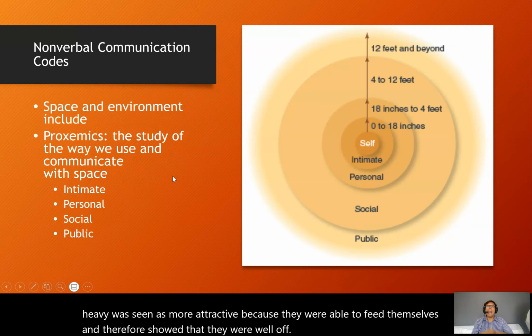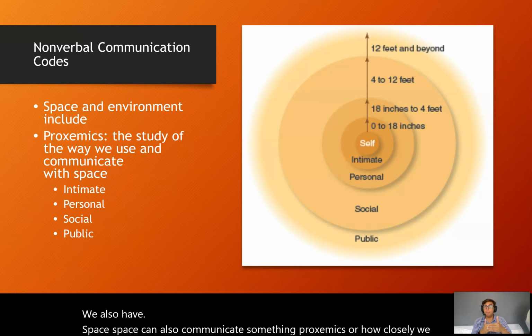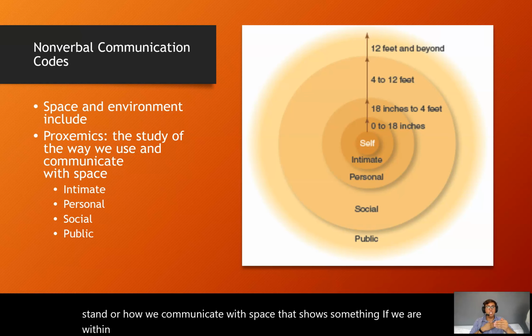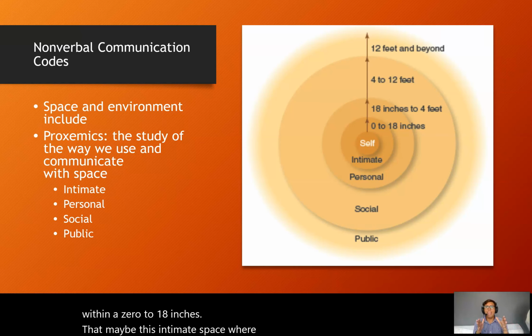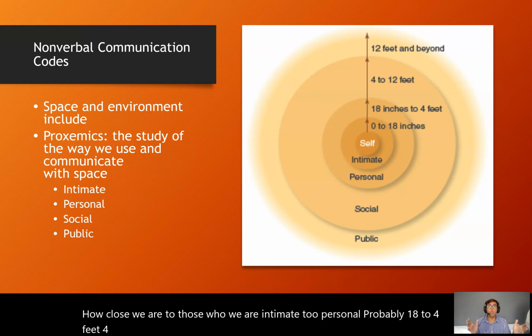We also have space. Space can also communicate something. Proxemics, or how closely we stand, or how we communicate with space, shows something. If we are within 0 to 18 inches, that may be this intimate space, with how close we are to those who we are intimate with. Personal, probably 18 inches to 4 feet. 4 to 12 feet would be social, and public would be 12 and beyond.